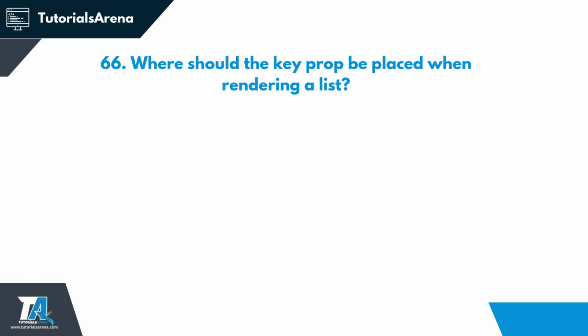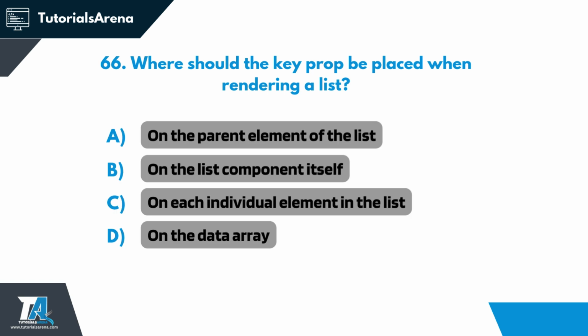Question 66. Where should the key prop be placed when rendering a list? The options are Option A, on the parent element of the list. Option B, on the list component itself. Option C, on each individual element in the list.